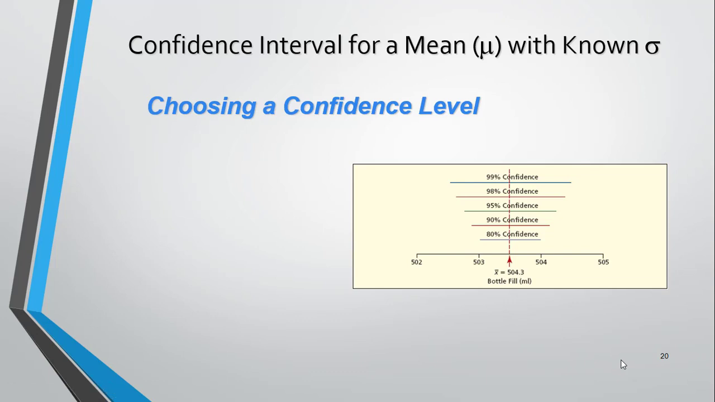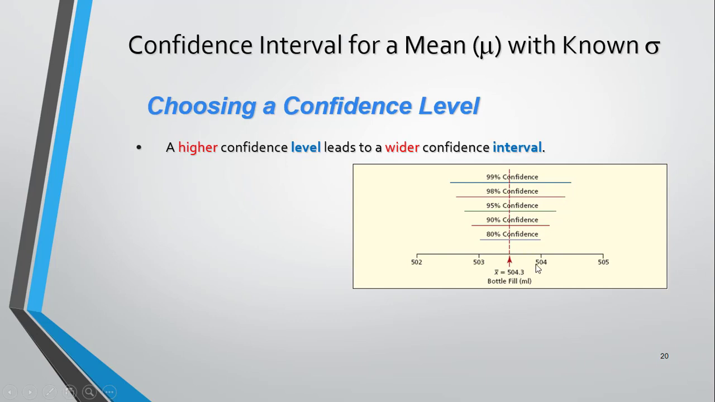Let's put that on a different chart. It shows that a higher confidence level leads to a wider confidence interval. Okay, I want you to think about the sentence. Think twice or three times. A higher confidence level leads to a wider confidence interval. Here's the 80% confidence level, 90% confidence, 95% confidence, 98% confidence, and 99% confidence. As the confidence level goes up, your confidence interval gets wider.